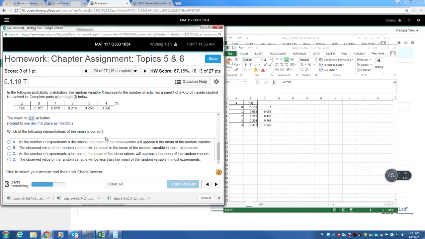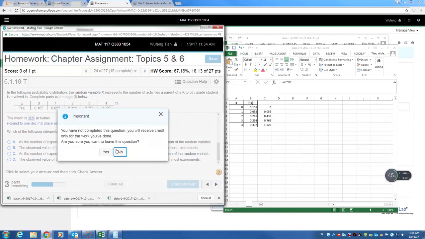Which of the following interpretations of the mean is correct? 2.5 is right here, between 0, 1, 2, 3, 4. The mean observational approach: the observed value will be less than. You can figure out choices A, B, C yourself later.